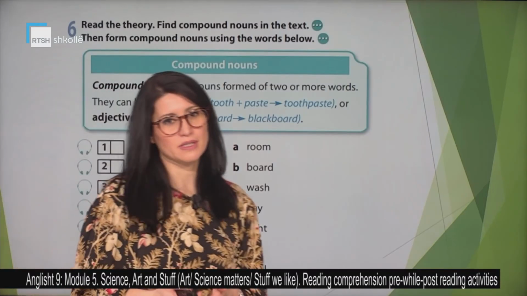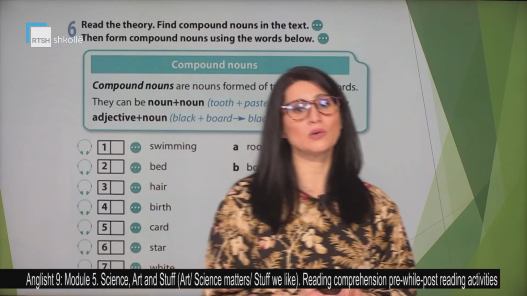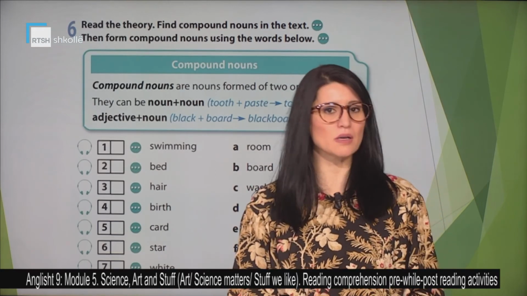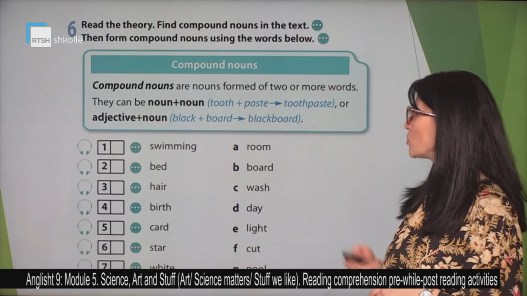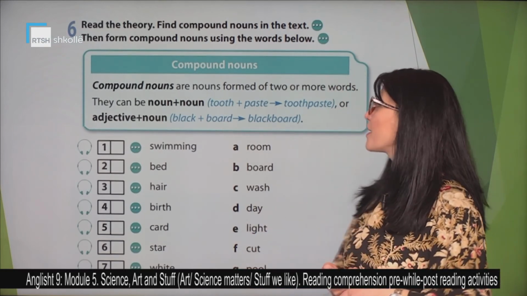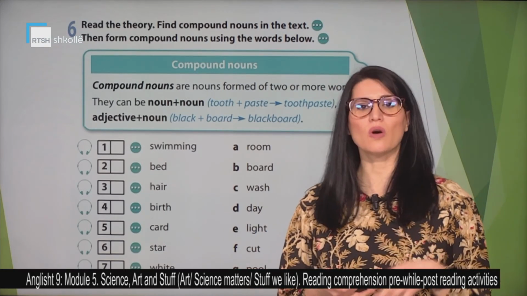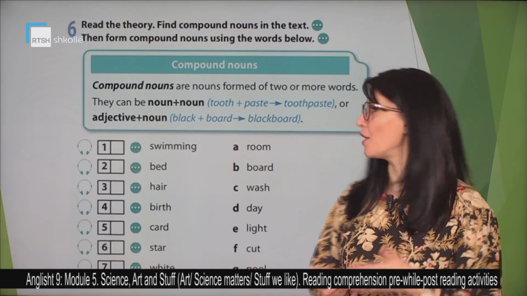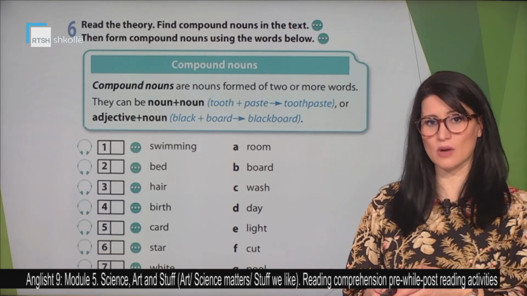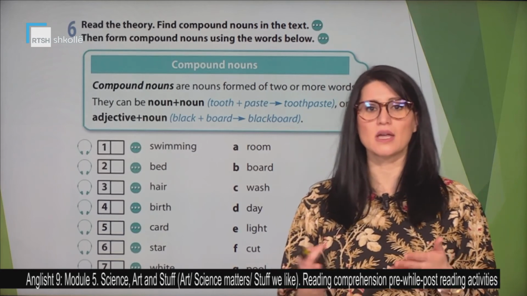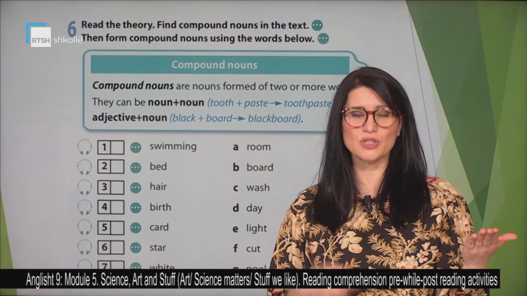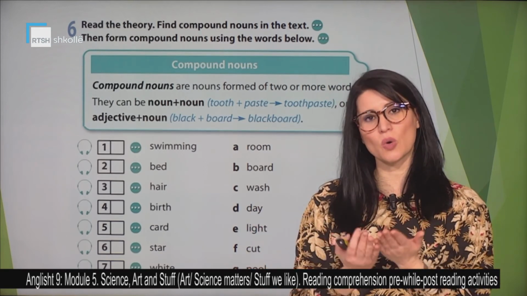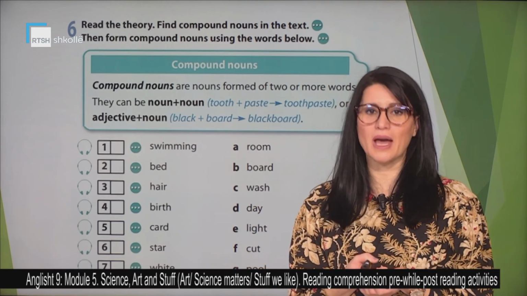Here we've got another exercise. It is about compound words. But what are compound words? Let's have a look at the theory together. Compound words or nouns are nouns formed from 2 or more words. They can be a noun plus noun, for example, tooth and paste, that is toothpaste, or adjective plus noun, black, the adjective, board is the noun, so when they are together, blackboard.